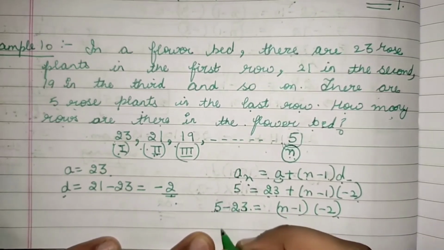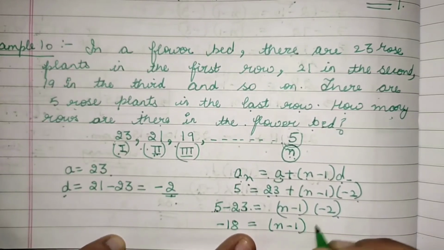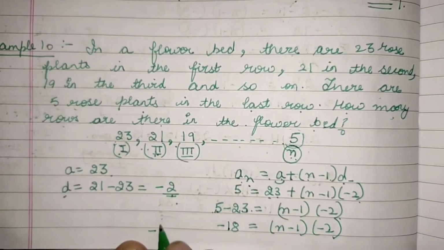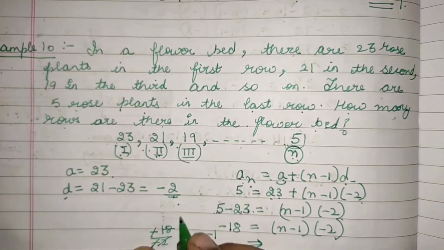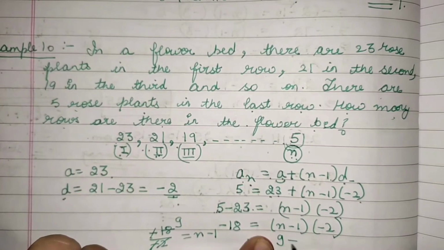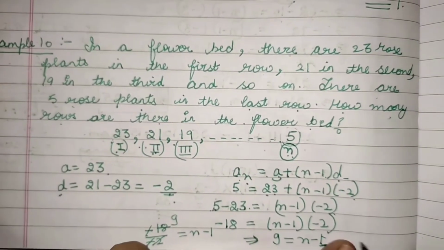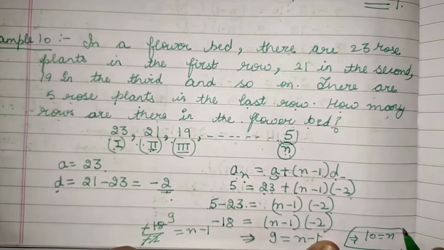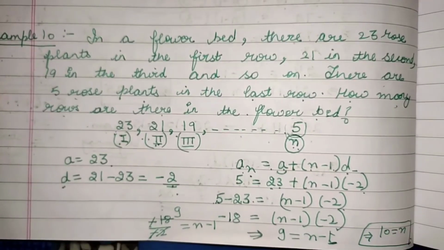Then if I do the subtraction, I will get minus 18 equals n minus 1 into minus 2. So this minus 2 will get divided here. Divide, this is equal to n minus 1. So it will get cancelled out. 9 equals n minus 1. This minus will become plus here. So 9 plus 1 will become 10. So the total number of rows is equal to 10.